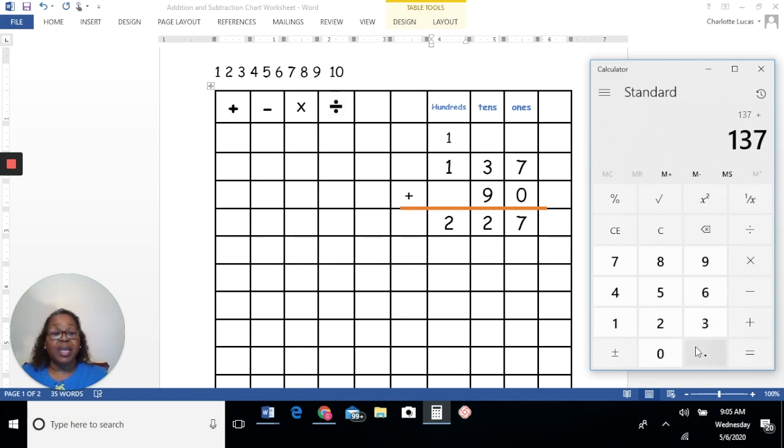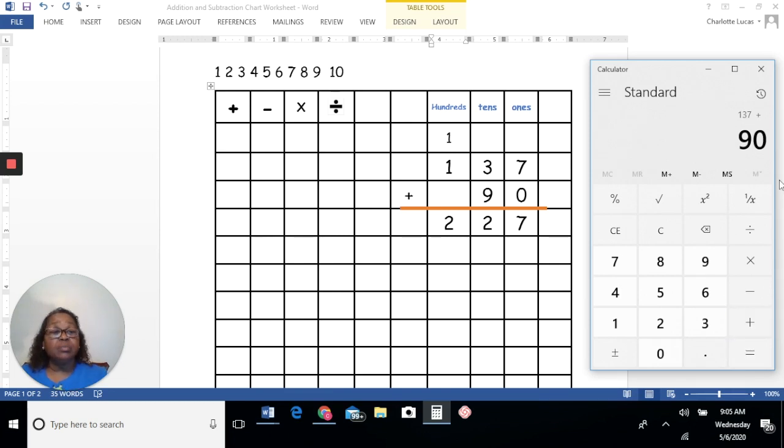137 plus 90. You literally just click in what you see. 9, the digit 9, and the digit 0. 0 is a digit. All right, so now we have 137 plus 90, and to get the answer, we have to click on the equal sign. That will give us the answer.